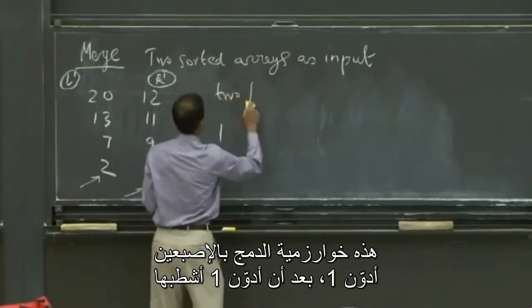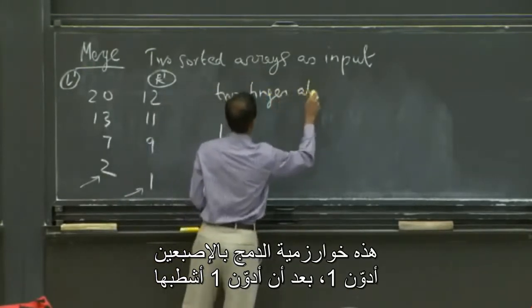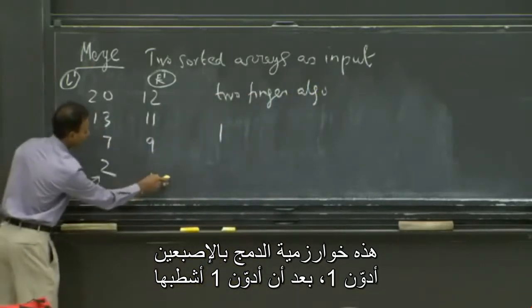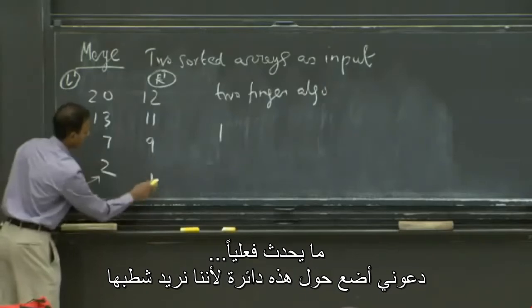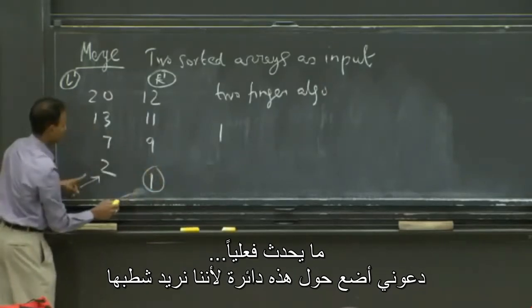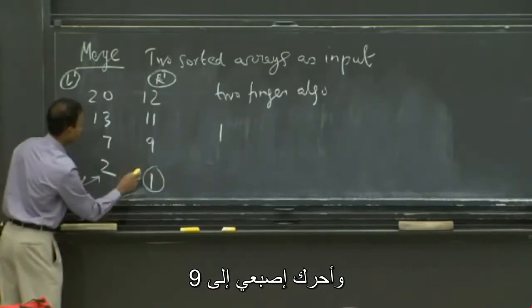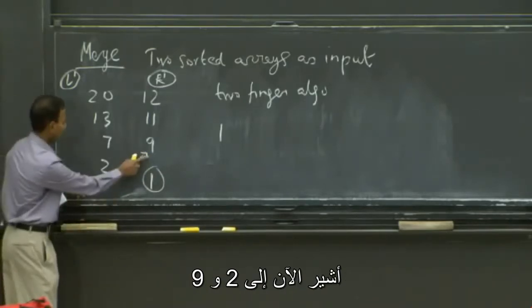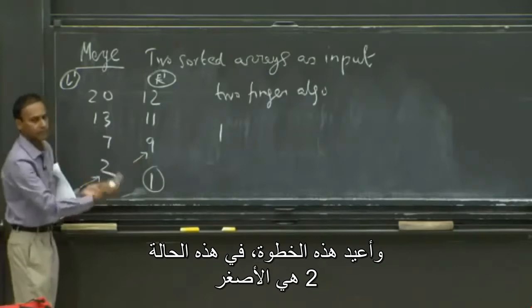So this is a two-finger algorithm for merge, and I put 1 down. When I put 1 down, I have to cross out 1. So effectively, what happens is, let me just circle that instead of crossing it out, and my finger moves up to 9. Okay, so now I'm pointing at 2 and 9, and I repeat this step.